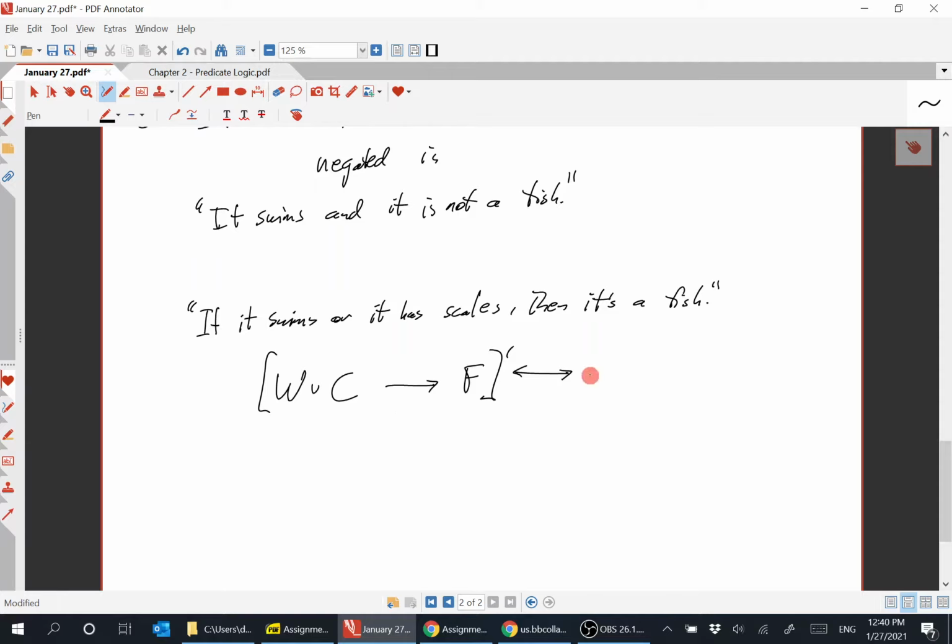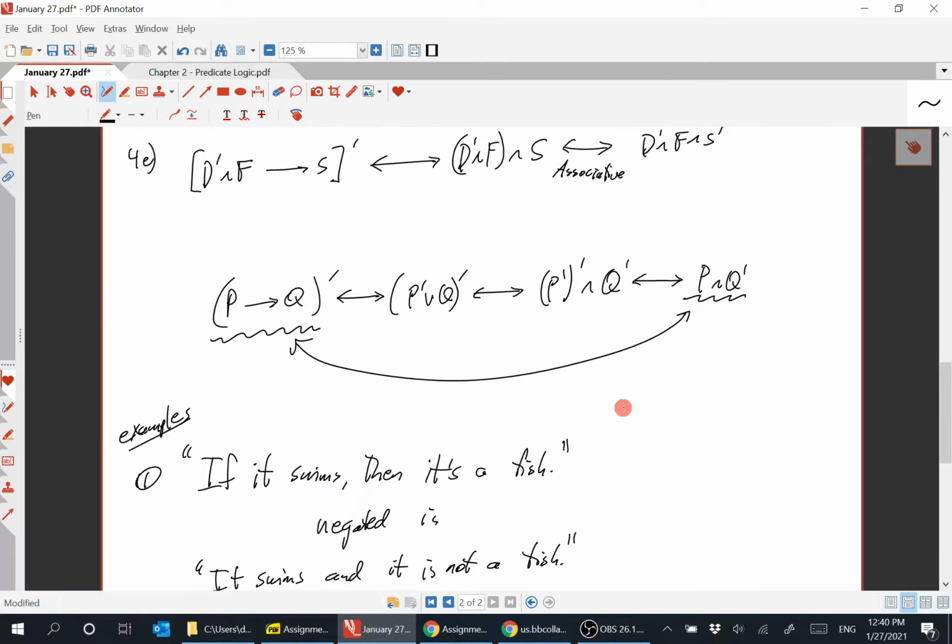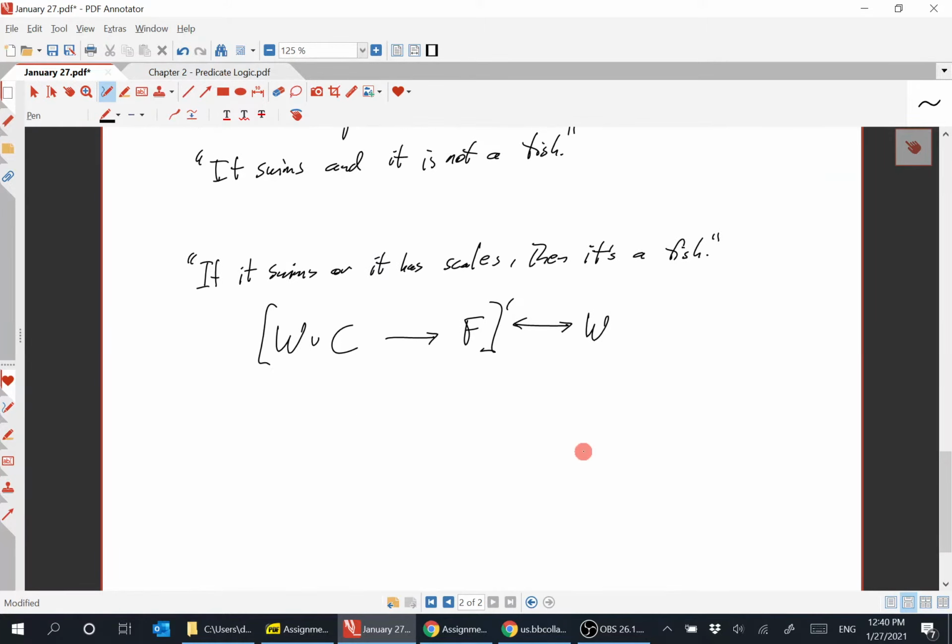Would it be W or W naught or C? And again, the negation of P implies Q is P and Q naught. The implication changes to conjunction. Right? The conclusion is negated, but the hypothesis is not. So it'd be W or C and F naught.